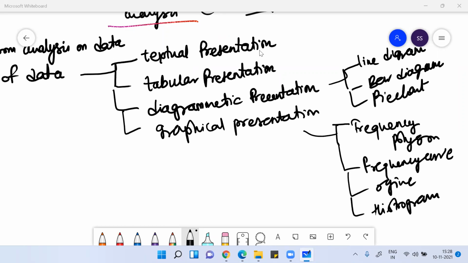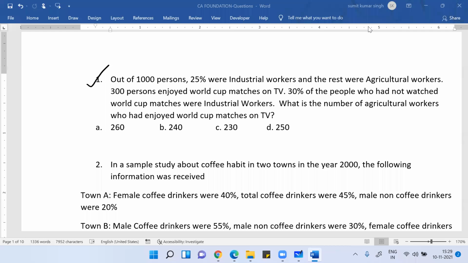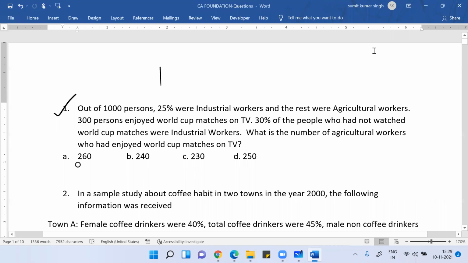So basically, in tabular presentation, you understand what tabular presentation is. Then we'll spend more time to understand diagrammatic and graphical presentation. Before that, I just need to solve some basic problems on tabular presentation. We'll try to solve. One minute, guys. Let's do some numericals on tabular presentation.